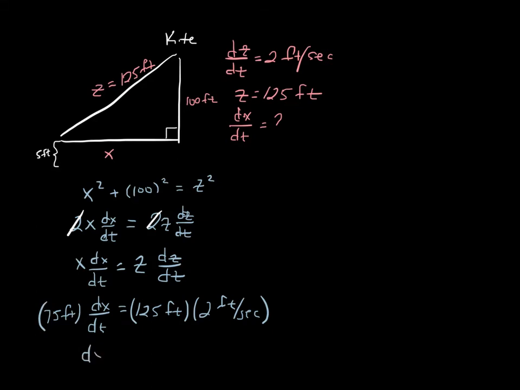So dx/dt is equal to 250 over 75, which reduces to 10/3 feet per second. Again, notice that the units line up, that x is measured in feet and time is measured in seconds.